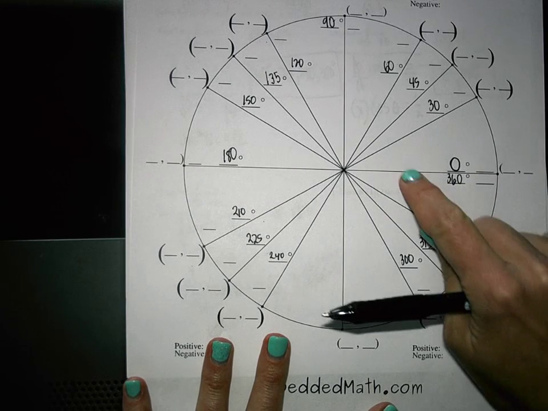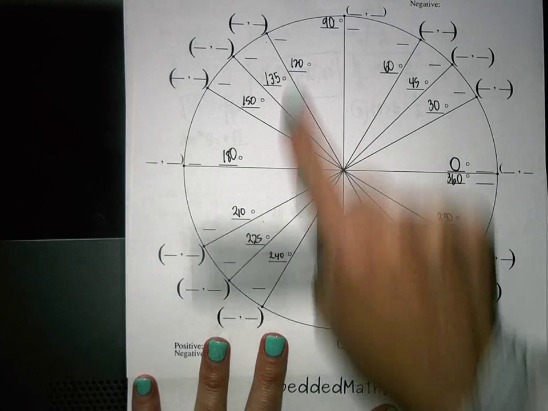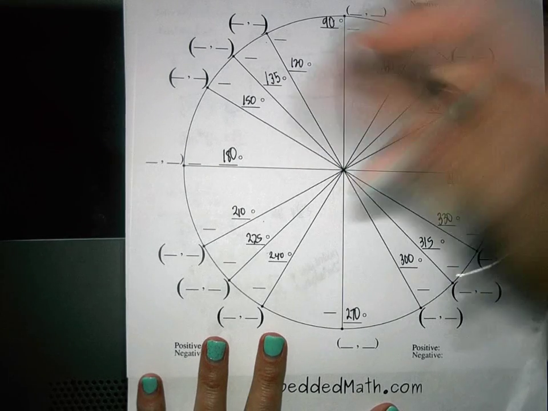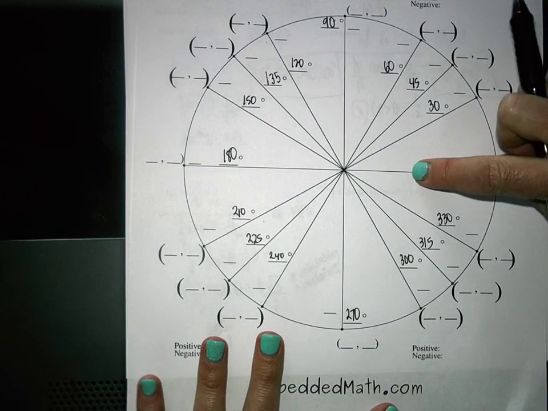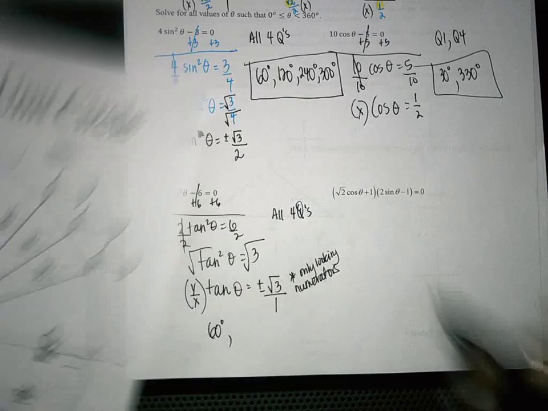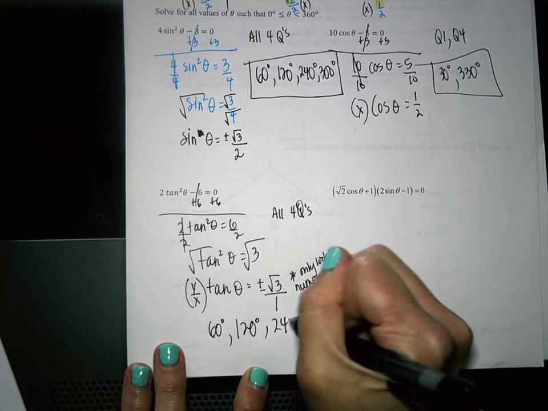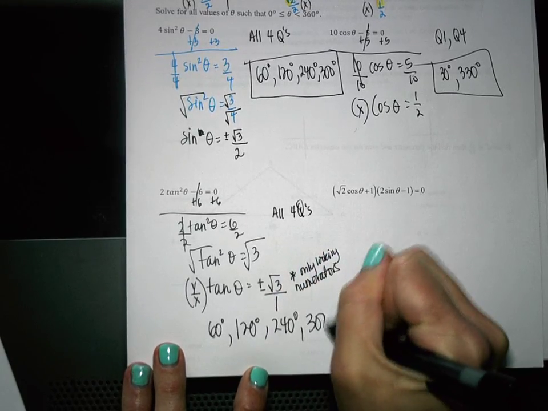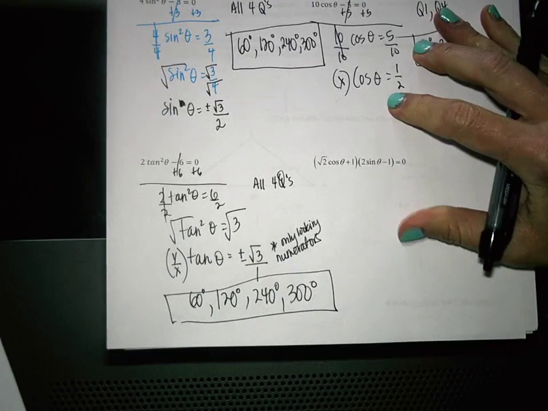So this is 60 degrees from the x-axis. This is 60 degrees from the x-axis, which is the 120. 60 degrees from the x-axis down is the 240. 60 degrees from the x-axis here, 300. Okay, so 60 degrees, 120 degrees, 240 degrees, and 300 degrees. That is when tangent will be positive or negative root 3 over 1.